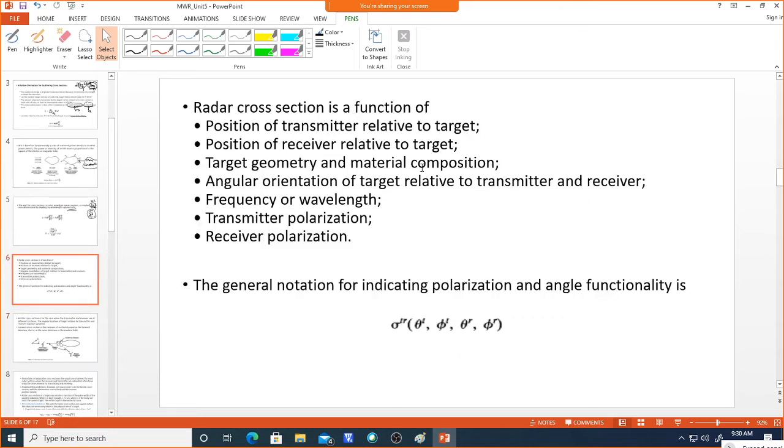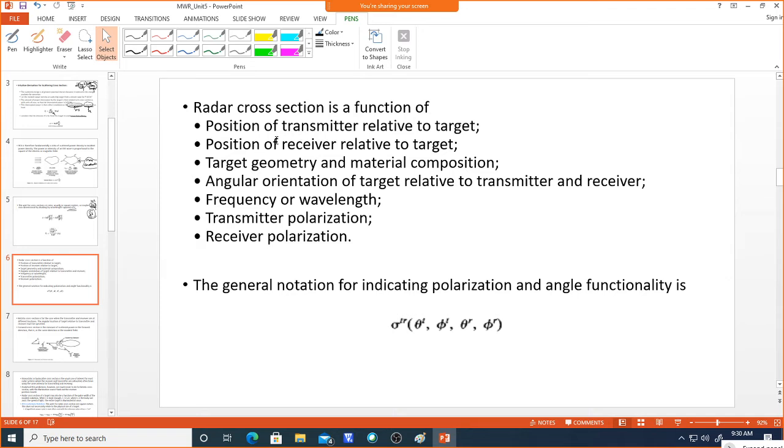Now what are the parameters the radar cross section is related to? First, the position of the transmitter relative to the target. Because the transmitter illumination is important, even if you normalize the transmitter power to find the radar cross section, in order to get the reflected energy maximally you need to position the transmitter properly relative to the target.